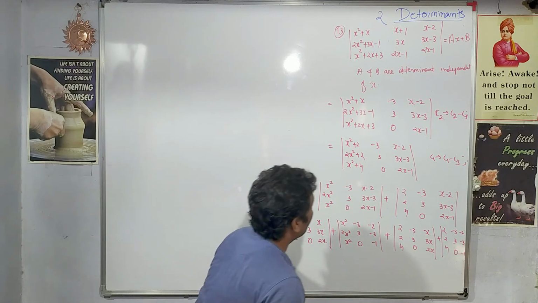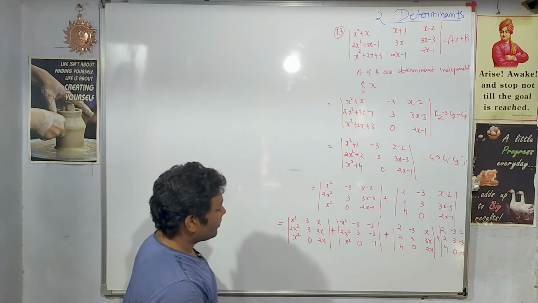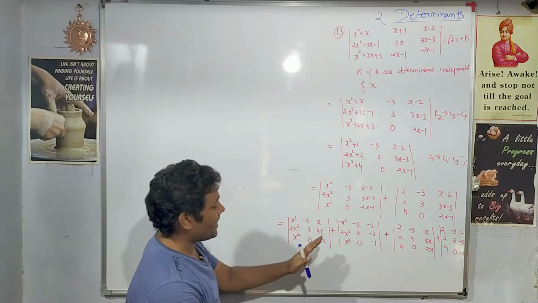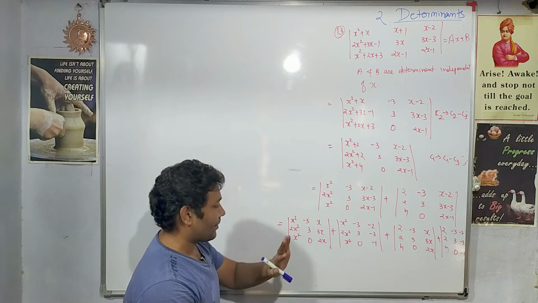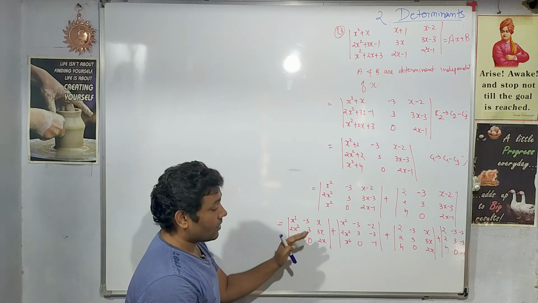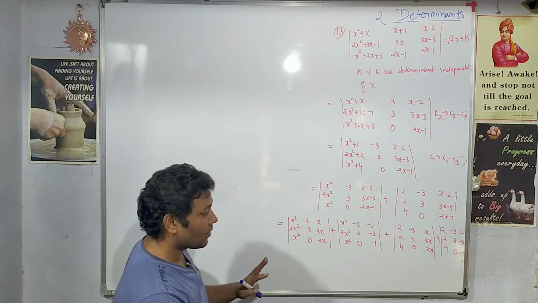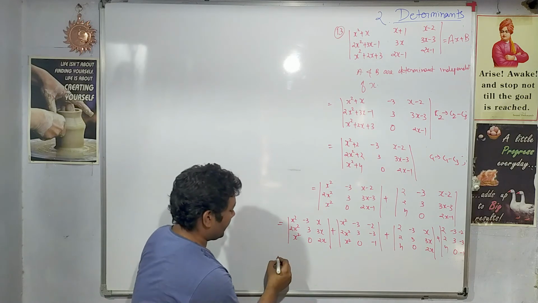Now again, what can I do? I have to prove that in that format. So the first option I have, I will open all these determinants, but I will not do that. First I will simplify each one of them and make them simpler. I'll get maximum zeros or something of that format.